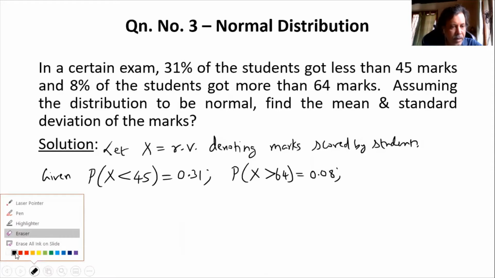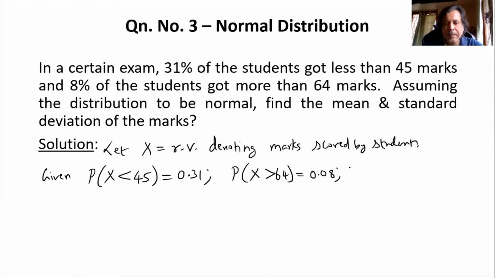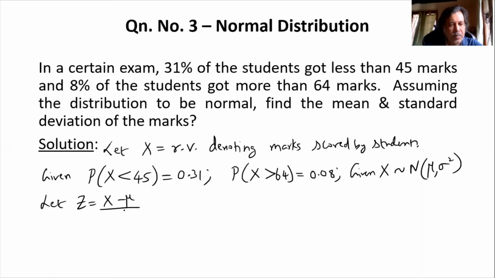Further it is given that this X is following a normal distribution with mean mu and variance sigma square, right? We are supposed to find what is the mean and what is the variance or the standard deviation, fine. So now let Z equal to X minus mu by sigma. We know if I convert this, then it will follow a standard normal distribution.